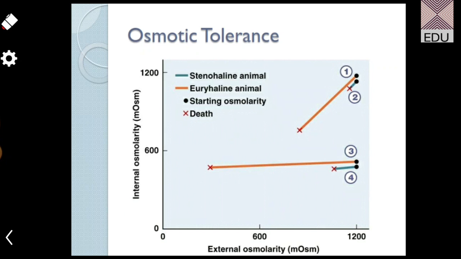I have told you that a line going like this is for conformation. If the external condition is changing from here to here, the internal is changing from here to here. So they are almost the same. That's why the line is like this. So this is for conformation, and this is for a euryhaline animal. Now why is it euryhaline? Because it has got a wide range.